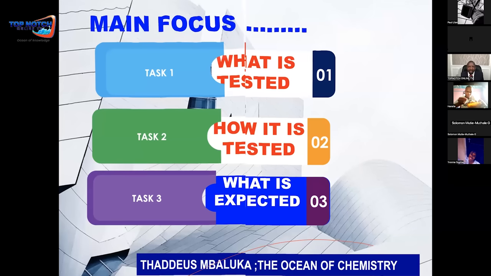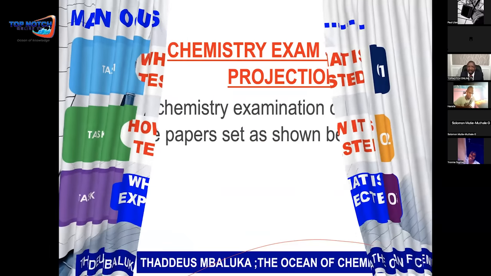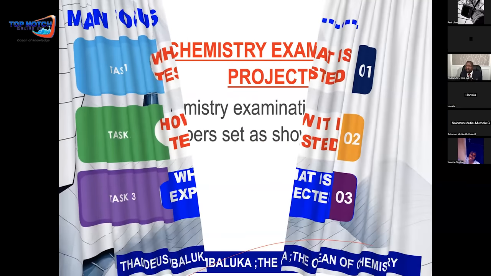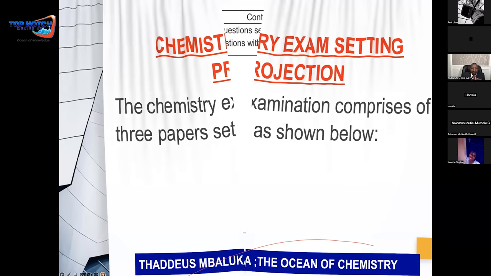So let's navigate. We are looking at the chemistry exam projections and the exam setting. You need to know what is tested, how it is tested, and what the expectations of the examiner are. The chemistry exam comprises three papers, as shown. How is it tested? Of course, there are three papers. And what is the content of that exam?